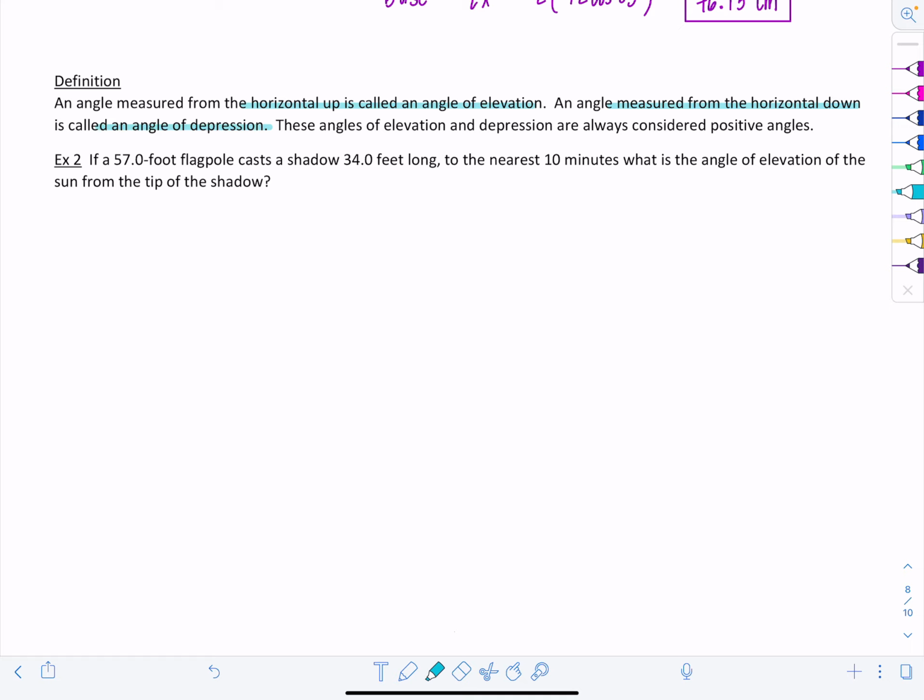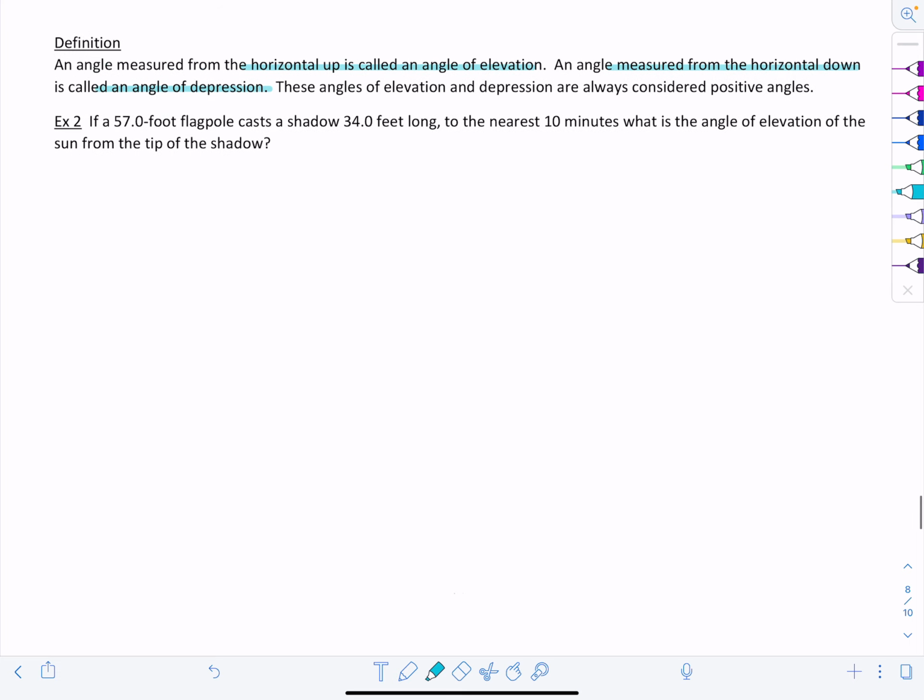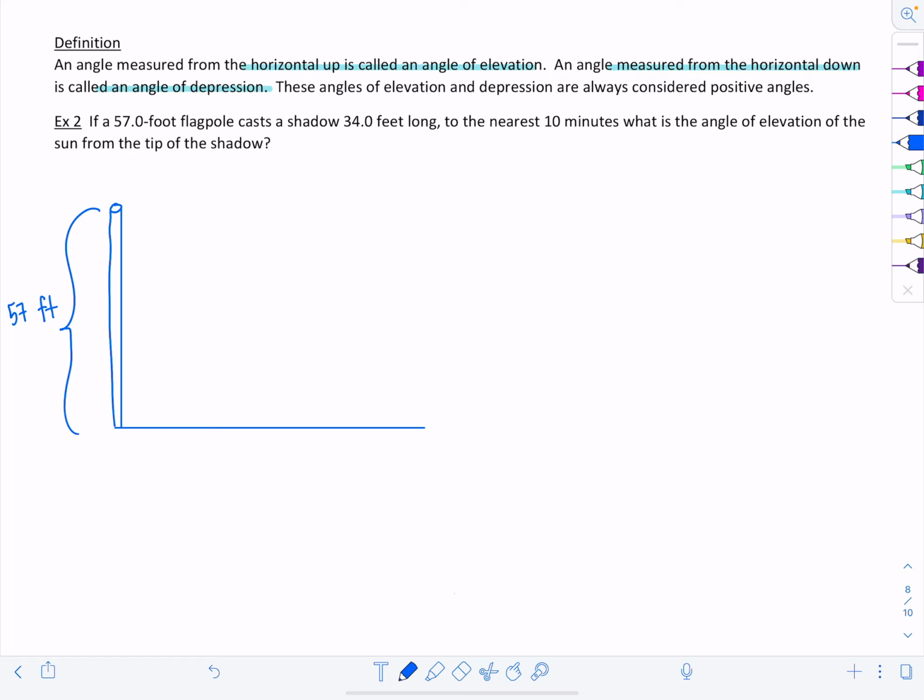All right, so if a 57-foot flagpole casts a shadow 34 feet long, to the nearest 10 minutes, what is the angle of elevation of the sun from the tip of the shadow? Okay, so here's how you have to think about it. This flagpole is here, and it's 57 feet long. So this is 57 feet. And it casts a shadow that's 34 feet long.